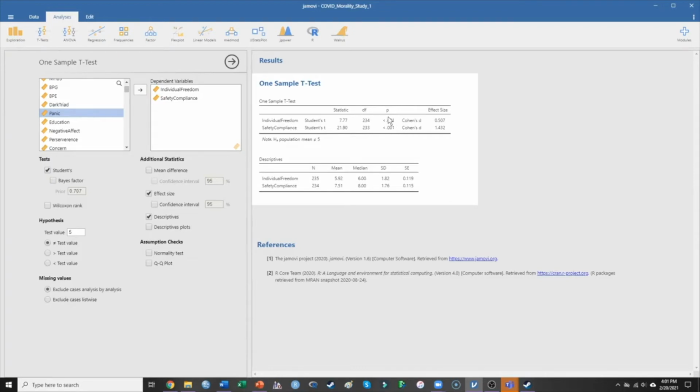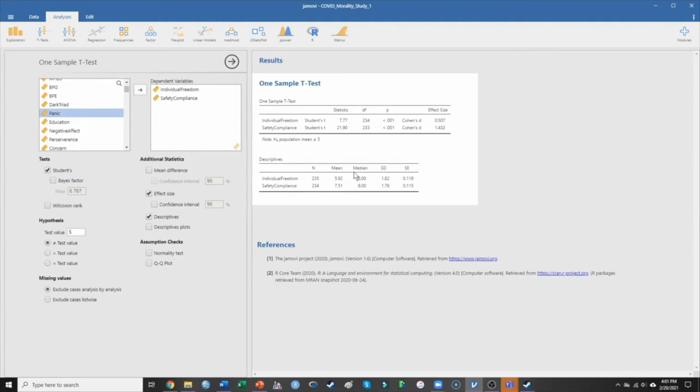And so what these stats are telling us is that this 5.92 is significantly greater, and we know it's greater just because the number is larger, so is significantly greater than 5. And so people are generally more in favor of individual freedom in America than they are against individual freedom. And we see that the effect size, this is Cohen's d, a standardized effect size, is telling us how many standard deviations different that is.